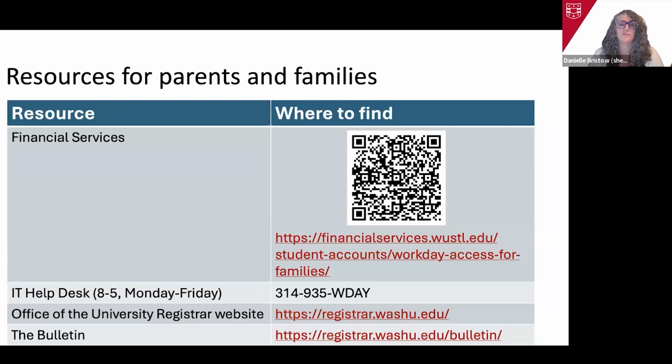Additionally, the Office of the University Registrar website at registrar.wustl.edu and the Bulletin website that Carrie shared earlier are good general references about academic policies, programs, and requirements at WashU. Like Carrie mentioned, the official academic calendar is also included there, which lists registration and other deadlines, the first day of class, and the end of finals, which are especially helpful for planning when students need to be here and when they can leave for breaks.